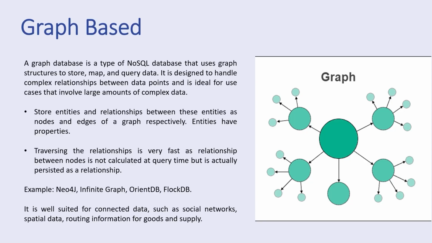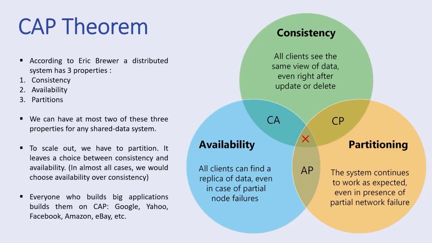Examples of these are Neo4j, Infinite Graph, OrientDB, and FlockDB. It is well suited for connected data such as social networks, spatial data, and routing information for goods and supplies.